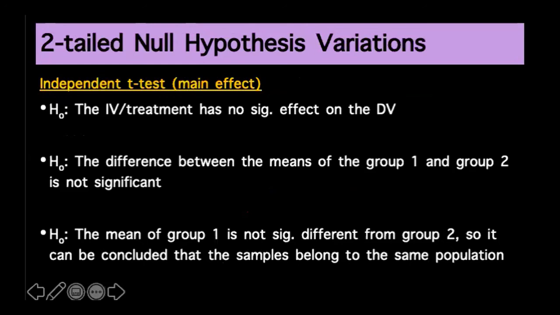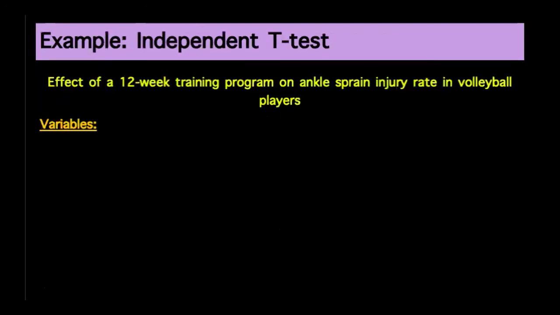Okay, but we're basically looking at, is there an effect of the independent variable on the dependent variable, or is there a significant difference between the means for the two groups measured? Okay, so we can look at the same example, right? But maybe instead of the way we organized it last time, we say independent t-test, right? So we already said our independent variable is the 12-week training program, and our dependent variable is our ankle sprain injury. If we're using a t-test, that means we've got two levels of this training program.